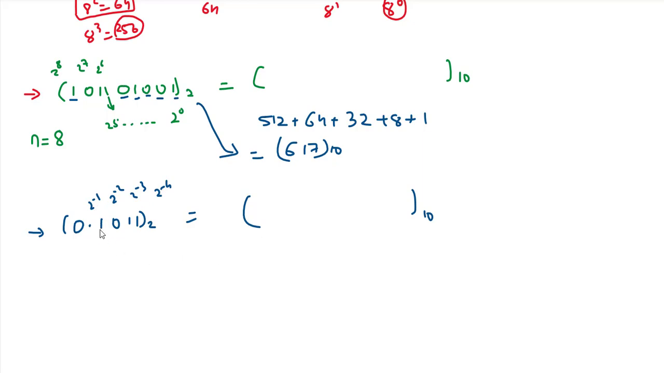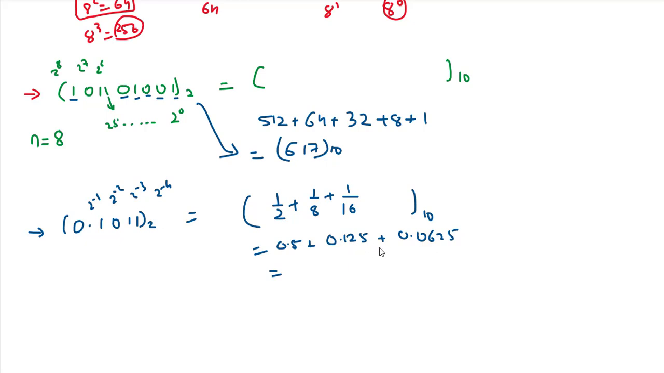2 raised to minus 1 into 1 will give us the value 1 by 2. Then 2 raised to minus 2 into 0 will be 0. 2 raised to minus 3 into 1 will give us 1 upon 2 cube, which is 1 by 8. Then this will be 2 raised to minus 4 into 1, which will be 1 upon 16. Now we'll have to just add them up. This will be 0.5. This will be 0.125. This will be 0.0625.